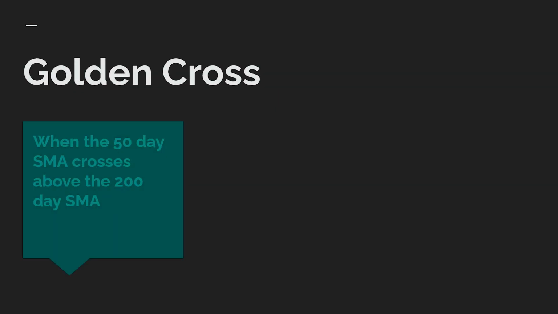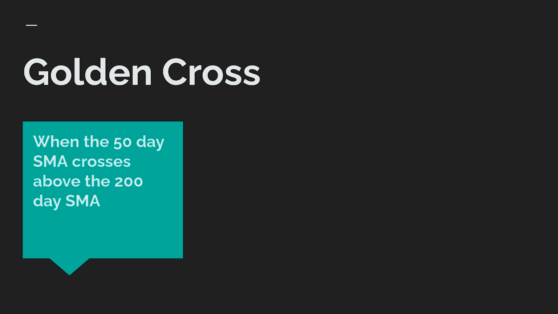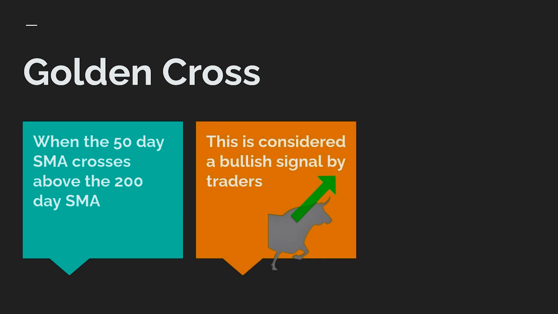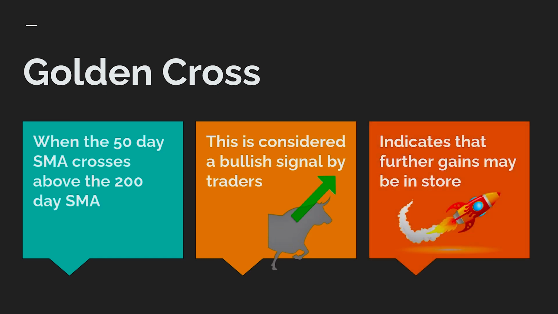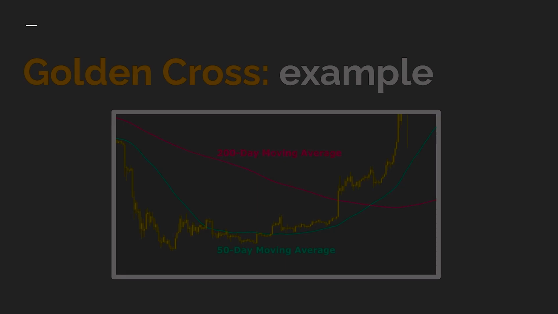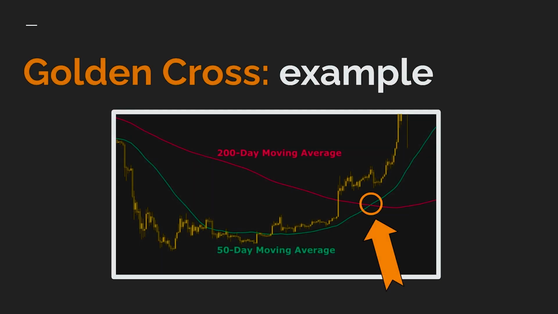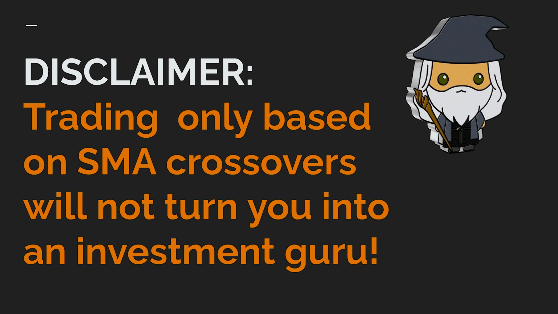On the other hand, the golden cross is when the 50-day moving average crosses above the 200-day moving average. And this is quite often considered as a very bullish signal by traders, and it indicates that the asset may very well be in for some further gains. Here we can see an example of this, where the 50-day moving average is crossing above the 200-day moving average, and the price has spiked significantly upwards after that. However, you have to be quite careful with this.